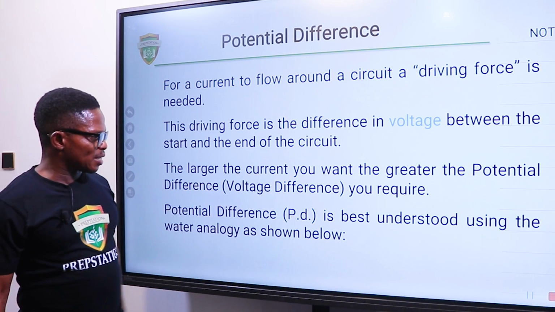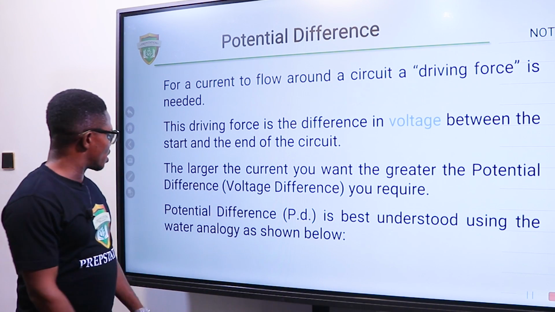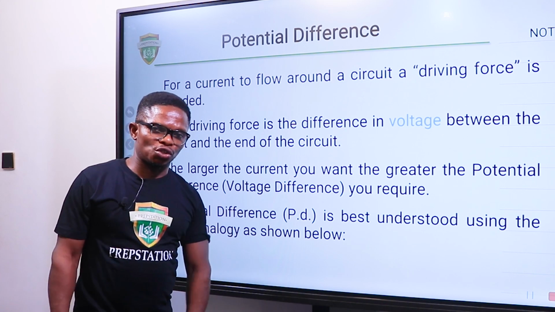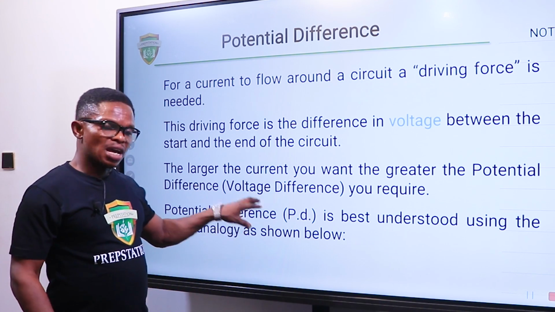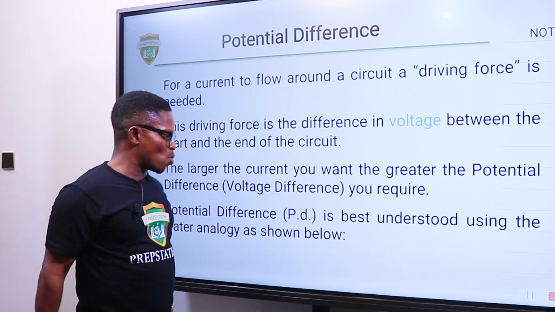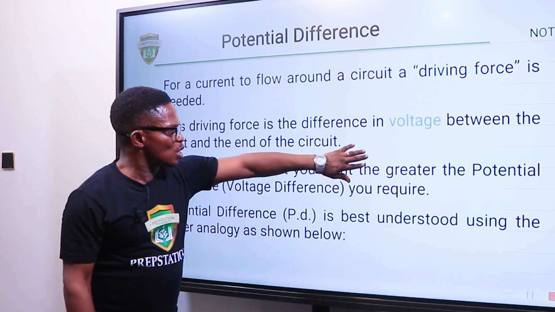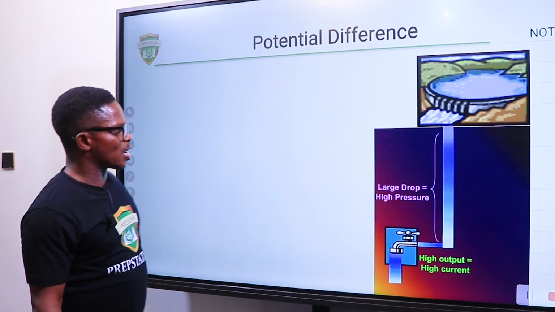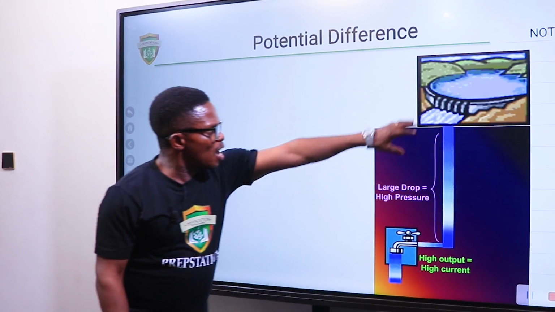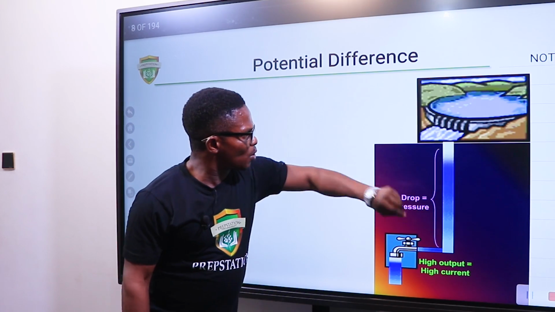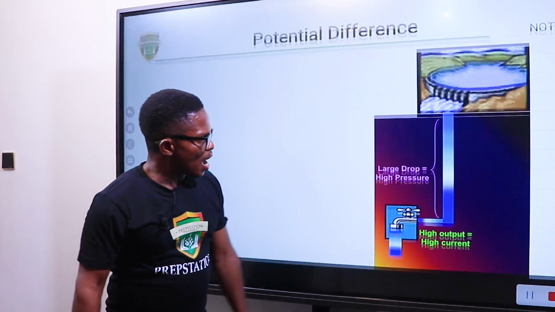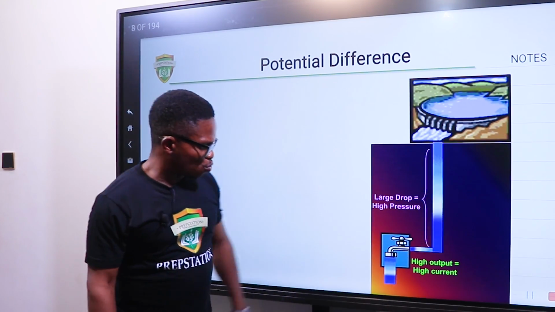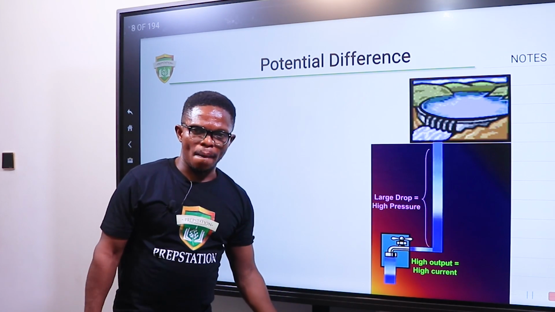Now, potential difference is best understood using the water analogy as shown below. There are other examples, but I like using the setup of water to explain what is potential difference. So let's look at the next slide to understand that better. Now, what we have here, of course, is a dam, okay? This is a dam, and then you have the dam water falling through a tap, okay?